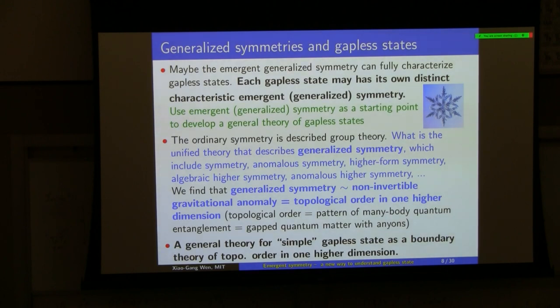Yes? So when you say generalized symmetry, does that include ordinary symmetry as a special case? Yes. So does that imply that even ordinary symmetry has something to do with topological order in one higher dimension? Yes. So I will give an example for that. That's basically the example I'm going to give.